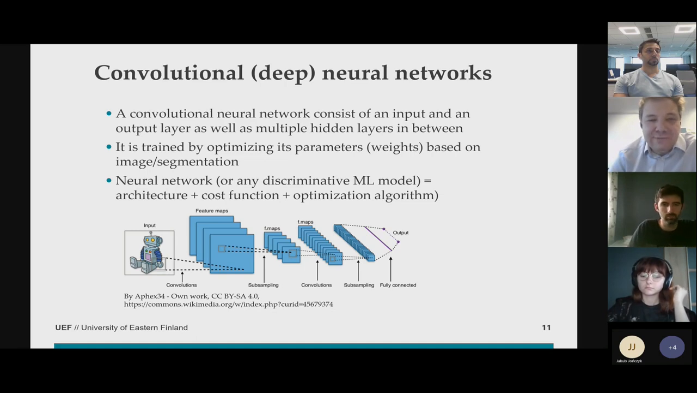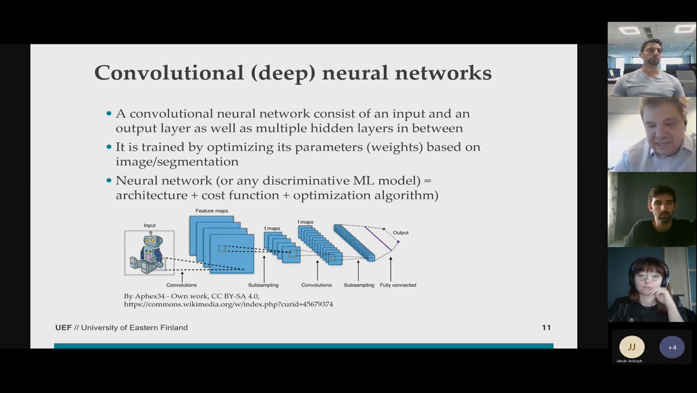Typically these are so-called deep networks, so they have many hidden layers. It is trained by optimizing its parameters based on image segmentation pairs. And as with every discriminative machine learning model, a neural network is a combination of an architecture, a cost function that is minimized, and an optimization algorithm that is used to minimize that cost function. And then you have different combinations of these elements.